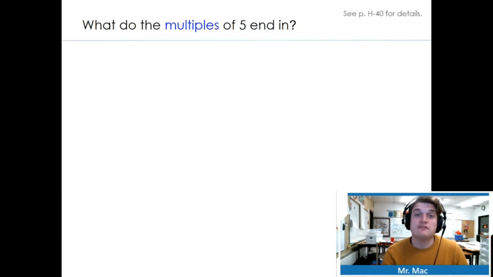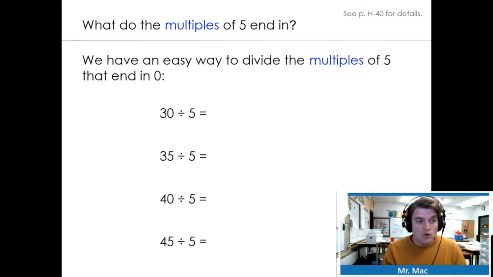What do the multiples of 5 end in? 5, 10, 15, 20, 25. Well, the ones place value is either 0 or 5. We have an easy way to divide the multiples of 5 that end in 0.